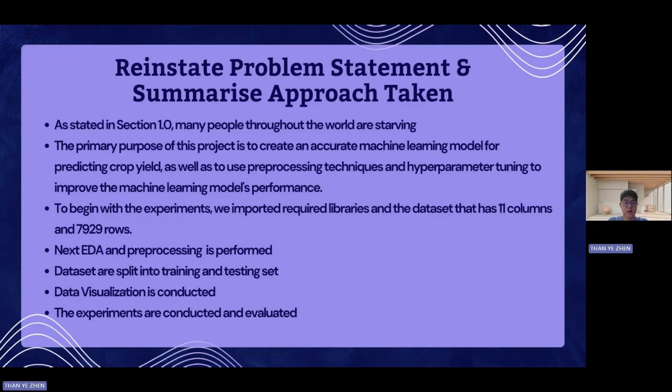We first import required libraries and dataset. Afterwards, we perform EDA and pre-processing and split the data into testing and training sets. Afterwards, we conducted data visualization, and finally, we conducted the experiments and evaluated the performance of each experiment.